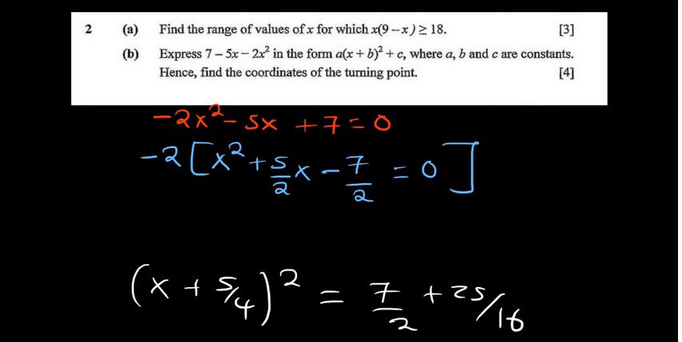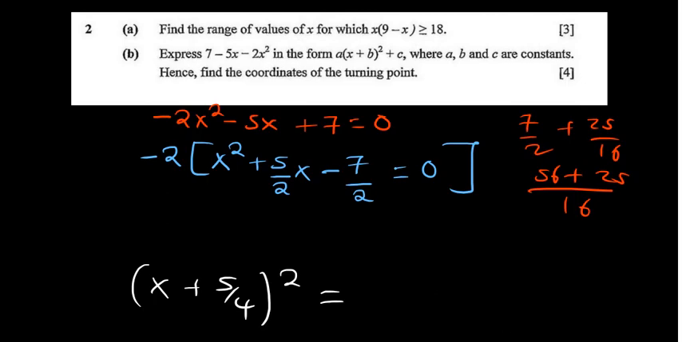So we just have fractions there. 7 over 2 plus 25 over 16. Common denominator 16. 2 into 16 is 8. 8 times 7 is 56. 56 plus 25 is 81. So on the right, we'll end up with 81 over 16.